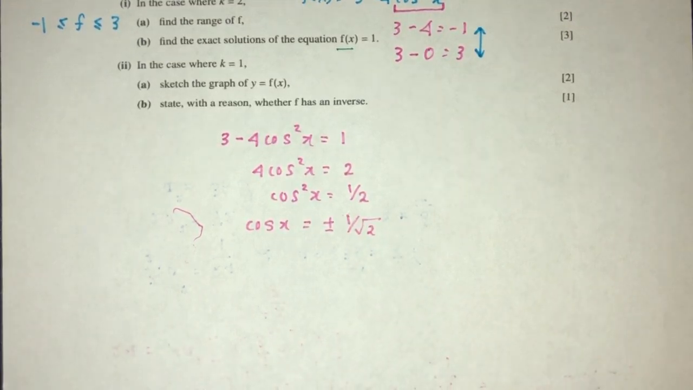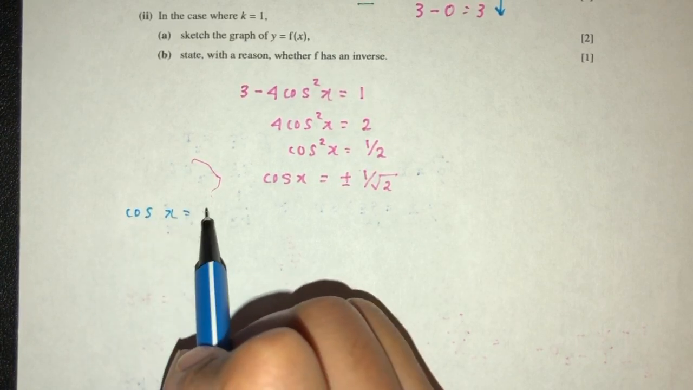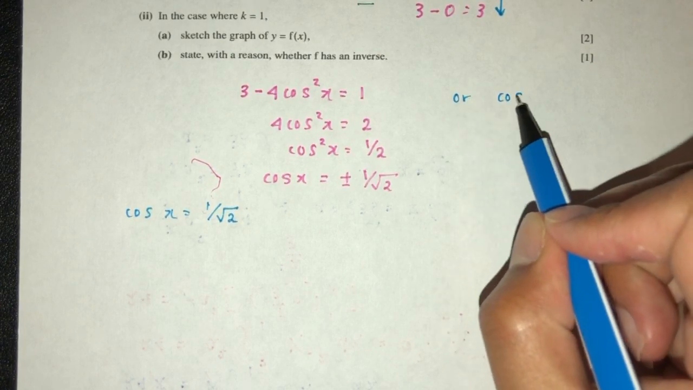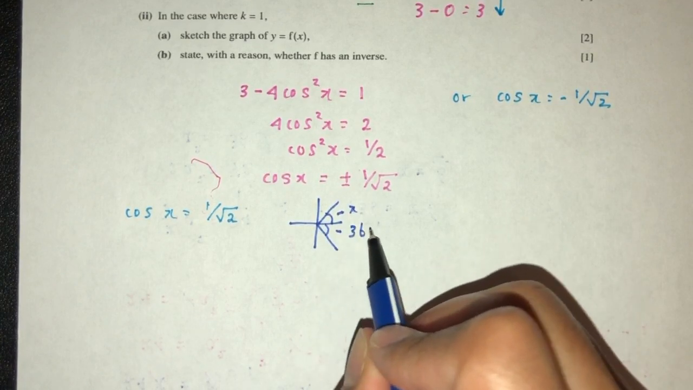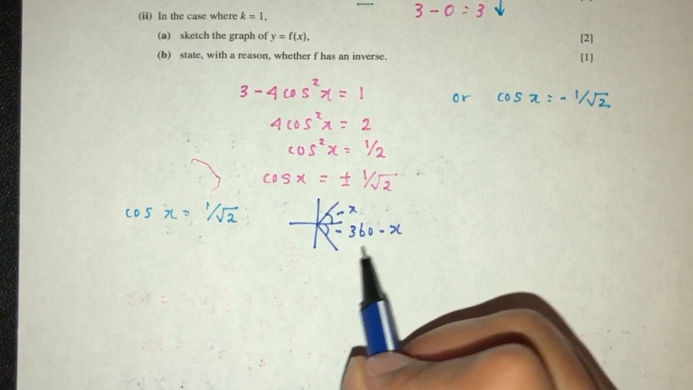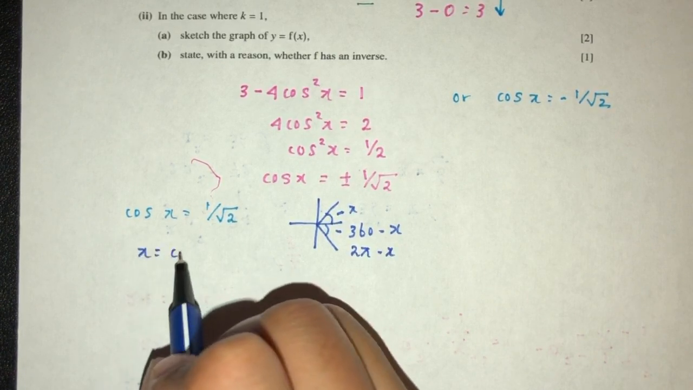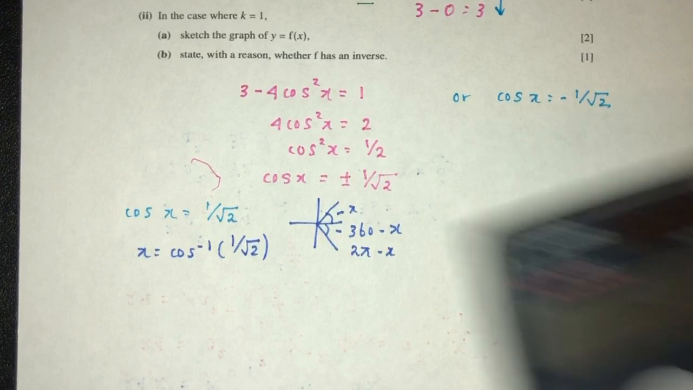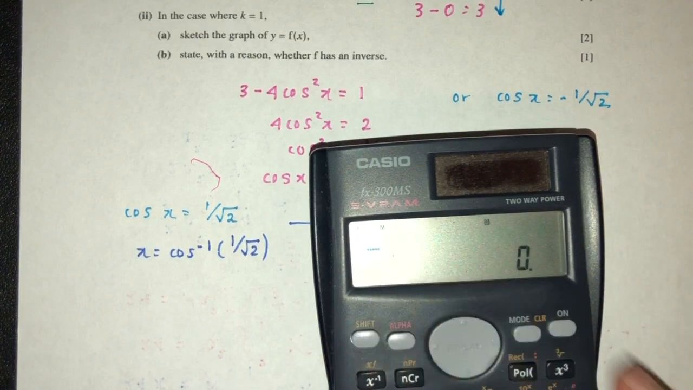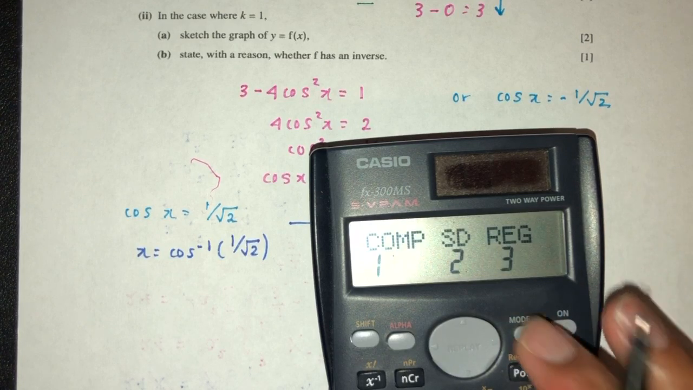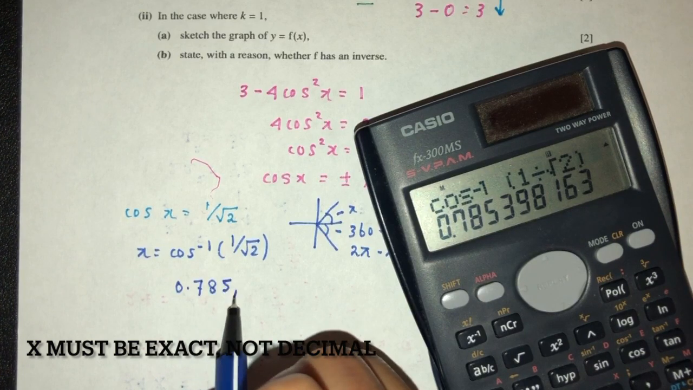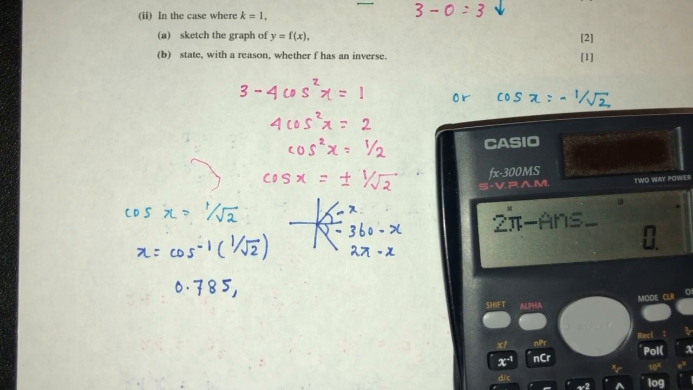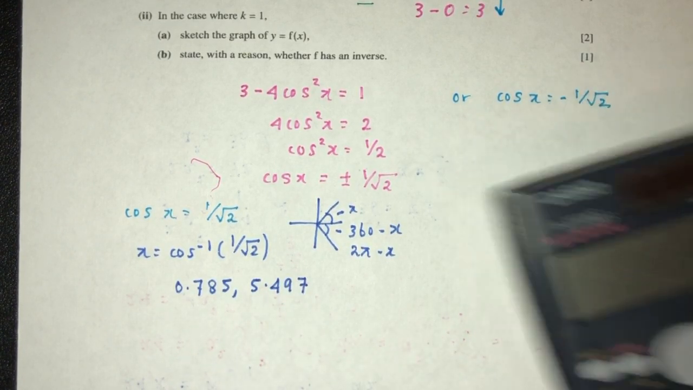Now we have two possible values here, we have to look at one by one. For example, here we have cos of x is plus 1 over root 2, or cos of x is minus 1 over root 2. Because when it is positive, we know it is in the first quadrant and in the fourth quadrant. That should be the angle itself, and that will be 360 minus the angle, or because here we have to use radians, that will be 2 pi minus x. So x will be simply cos inverse of 1 over root 2, in radians. That should be 0.785. But also 2 pi minus answer, that should be 5.497.